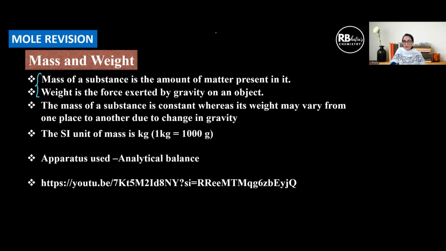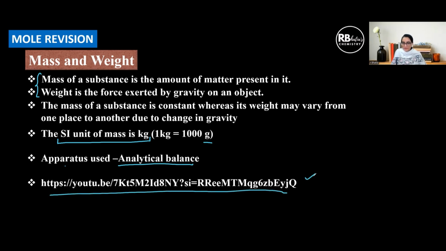Okay. So from the chemistry point of view and questions point of view, what is important? What is the SI unit of mass? You know, it's kg. Commonly used smaller unit can be gram. Apparatus used is an analytical balance. I'll put this link with this video. This describes an analytical balance. An analytical balance figure is given in NCERT. So you can be asked labeling of that analytical balance. Although it's rarely asked in theory, it is most often asked in the practical exams.